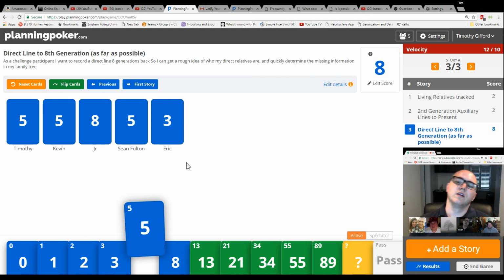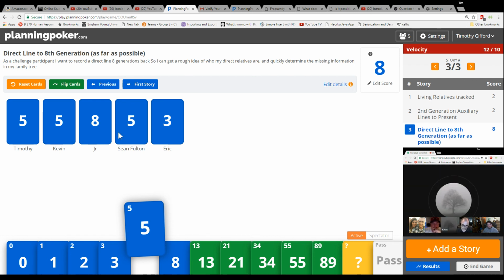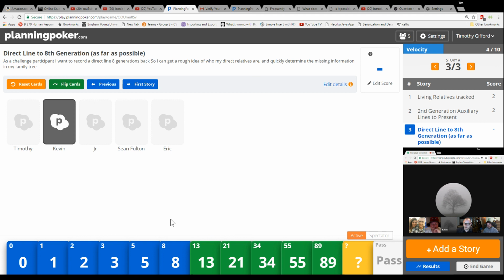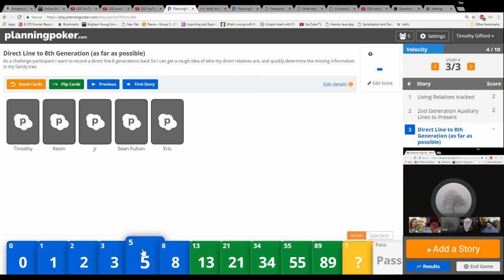Agreed. I think a 5 is a good compromise, all things considered. I don't know. Do we want to revote? All right. Let's do it. I call for a recount.